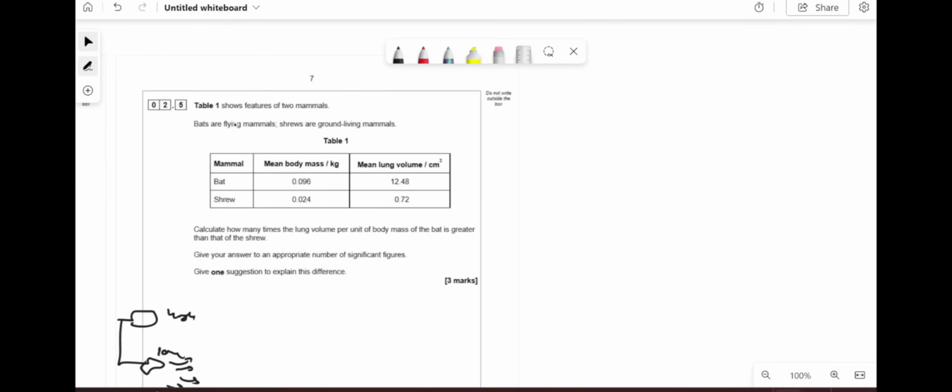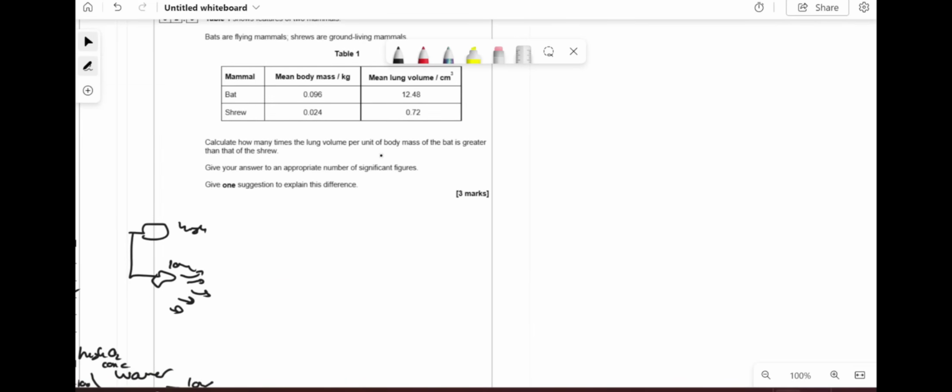Table 1 shows features of two mammals. So bats are flying mammals, shrews are ground-living mammals. So we've got bat and shrew, and the mean body mass is 0.096 kilograms and 0.024 kilograms, and their mean lung volume in centimeters cubed is 12.48 and 0.72. So it says calculate how many times the lung volume per unit of body mass of the bat is greater than that of the shrew. Give your answer to an appropriate number of significant figures and give one suggested reason to explain this difference.